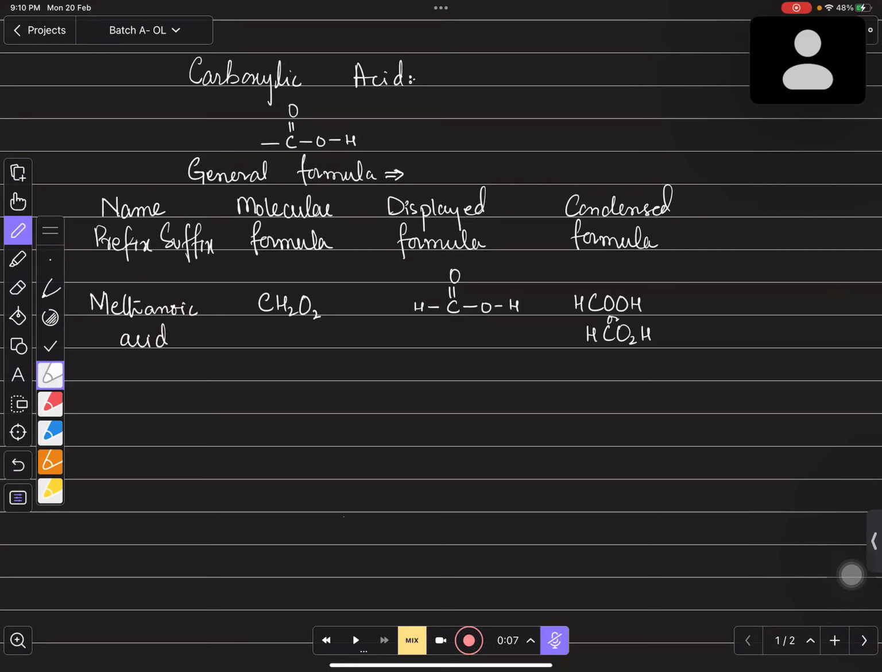And if you talk about the empirical formula of this, बच्चों, so empirical formula क्या होगा इसका? It's the simplest ratio. और वो क्या हो सकता है आपके पास? This is already the simplest ratio. We cannot further divide the numbers over here. So this is the simplest ratio.